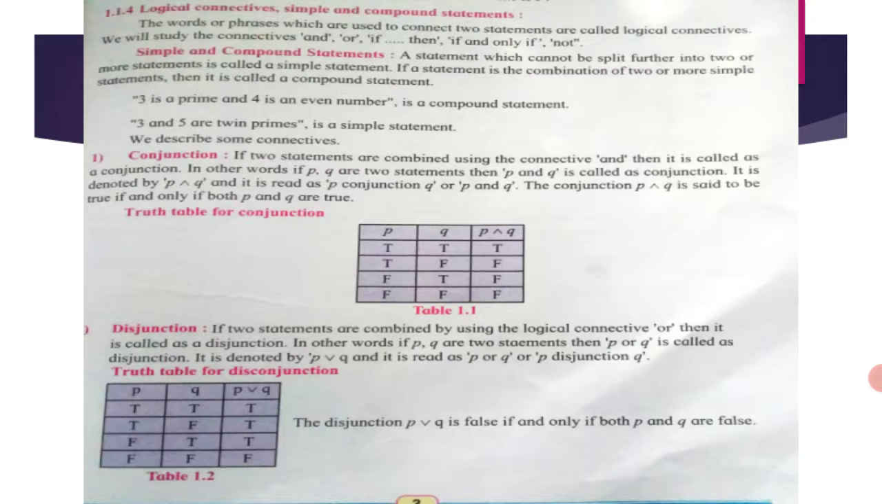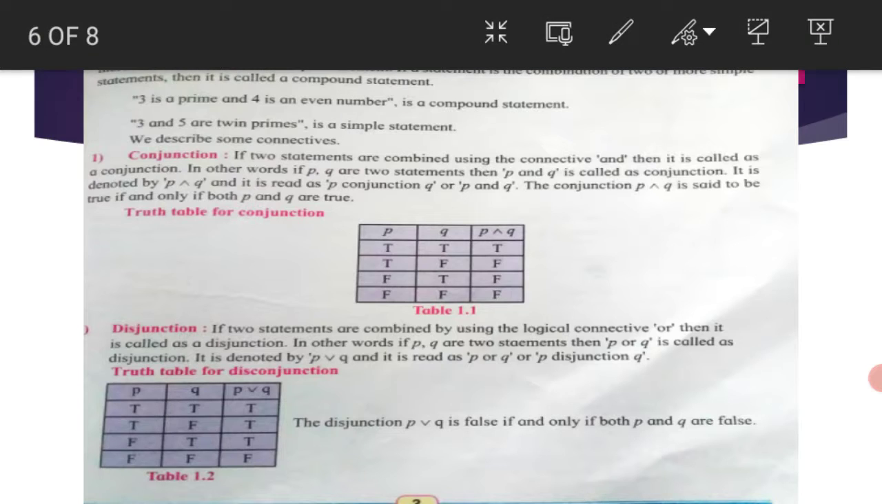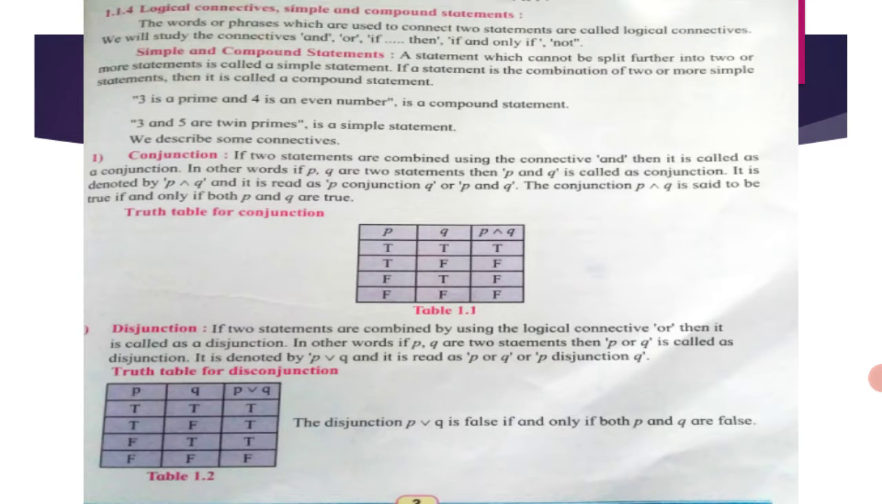Here, if P and Q both have the value T, then it is true. But if both P and Q are F, then it is a false statement. So next we'll see the next type after the conjunction.